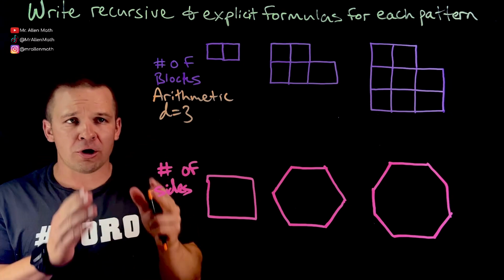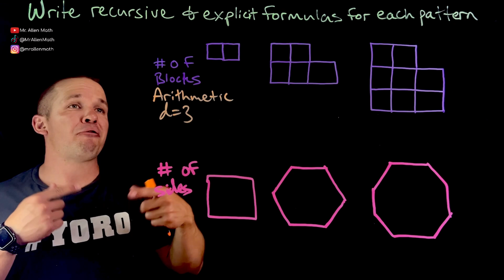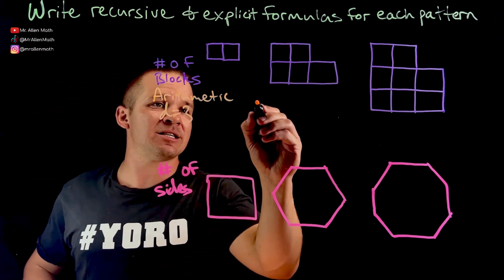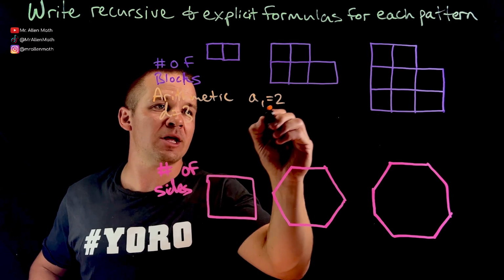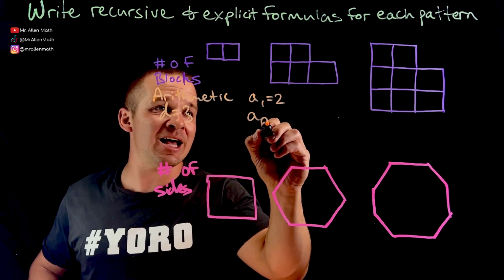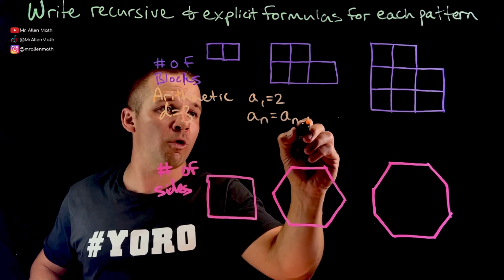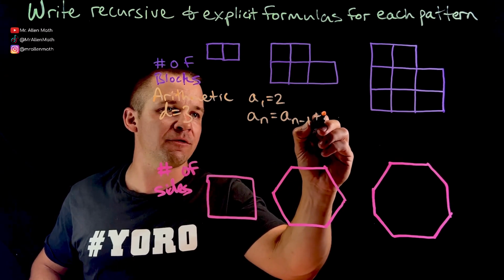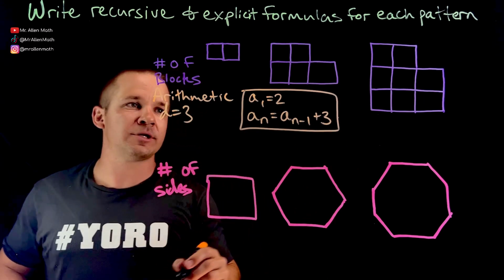So for a recursive formula, it deals with the previous term, which means I need to write down my first term. So we're going to say that a sub 1 is equal to 2. And then I can say that a sub n is equal to my previous term, which is a sub n minus 1, plus my common difference of 3. This is the recursive formula, okay?